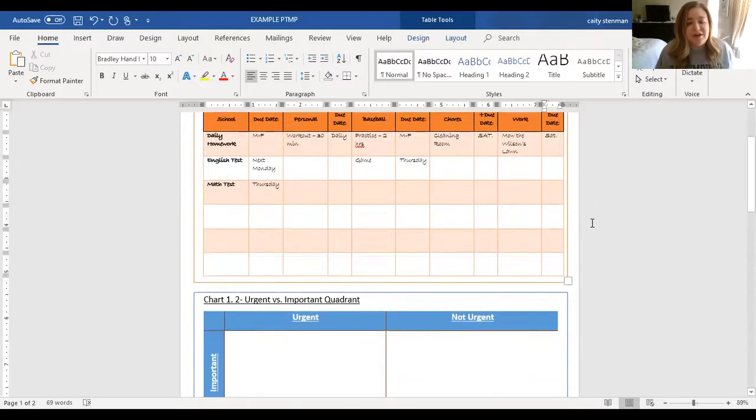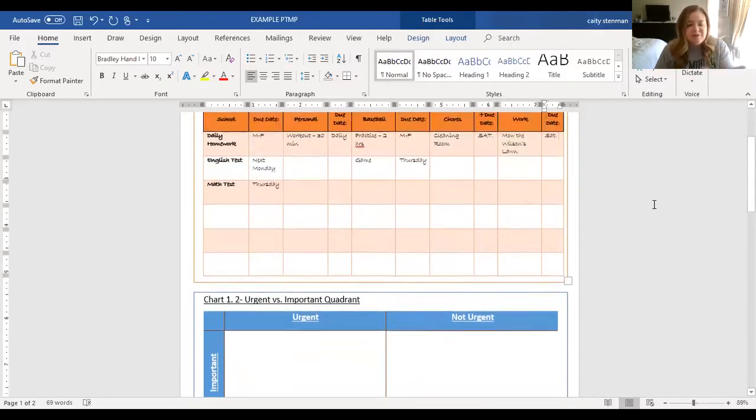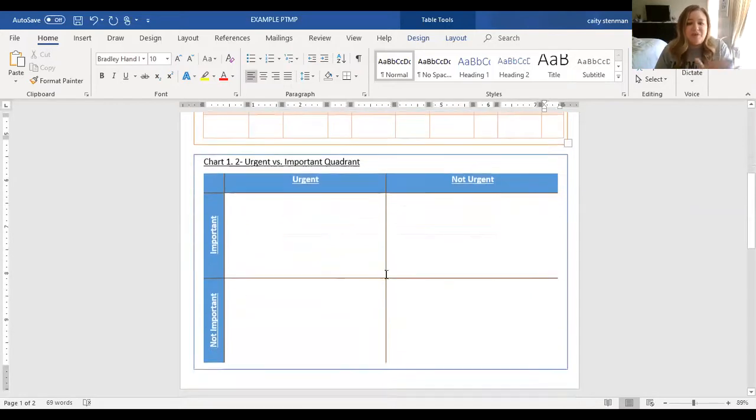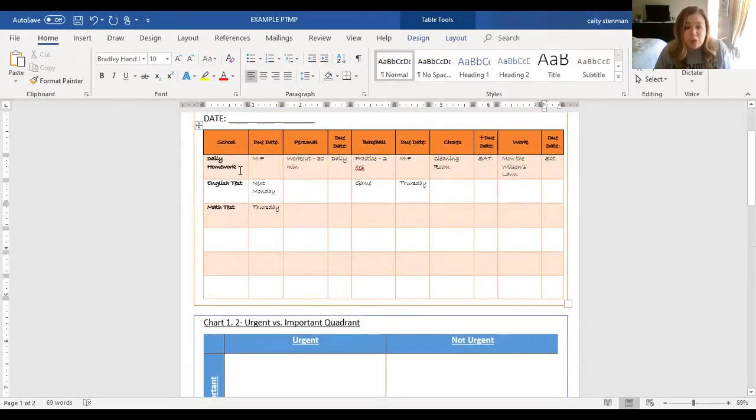Looks good. Okay, so now we're going to come down to our urgent versus important quadrant. We talked about the difference between urgent and important. Now, this quadrant, or matrix, as it's sometimes called, has four quadrants broken up into four different sections. We're going to take these tasks that we wrote up here, and you're going to place them into one of these quadrants down here. So let's start with our daily homework. We're going to do a couple together, and then I'm going to split you guys into groups, and you can finish the rest, okay?